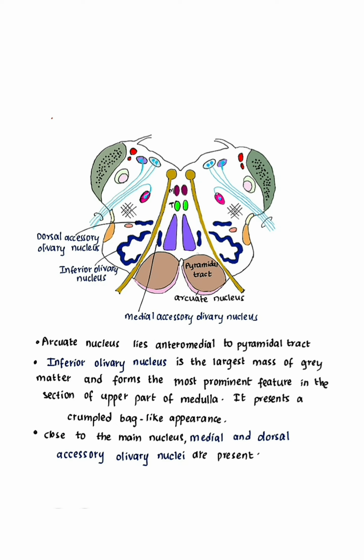Inferior olivary nucleus is the largest mass of gray matter and forms the most prominent feature in the section of the upper part of the medulla. When we take the section of the upper part of medulla, the inferior olivary nucleus is the most important feature. It presents a crumpled bag-like appearance. Close to the main nucleus, medial and dorsal accessory olivary nuclei are present.